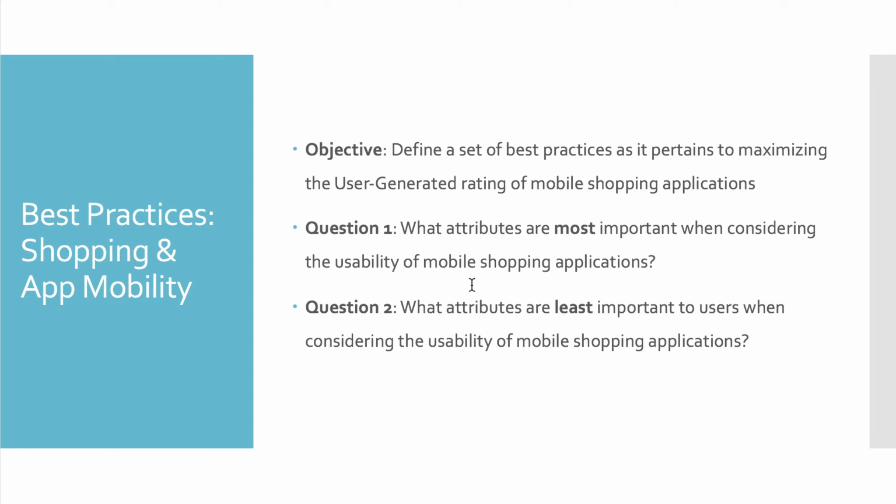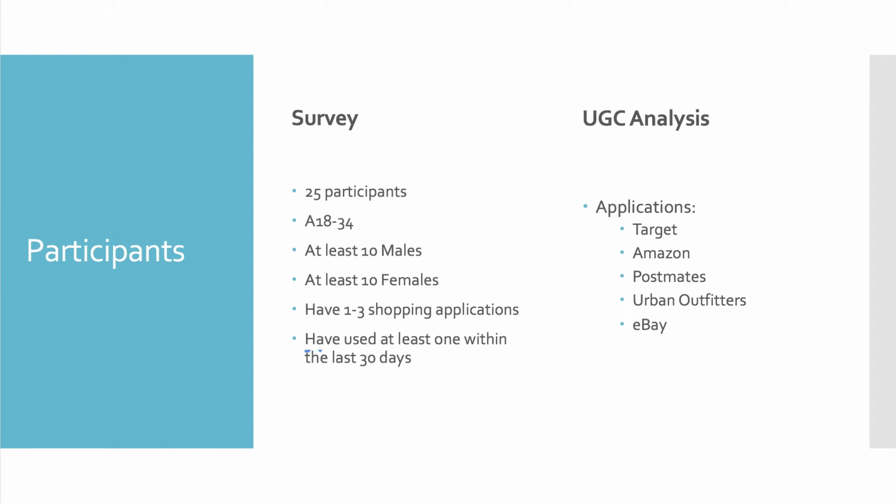And so one question guiding this research is what attributes are most important? And then second question, what attributes are least important for users, specifically when considering the usability of mobile shopping applications? And so yes, again, we are looking at mobile shopping applications specifically. My methods will include a survey and user-generated content analysis.